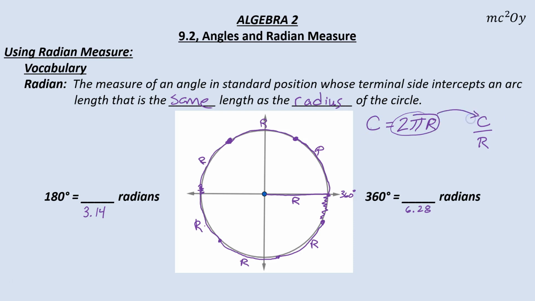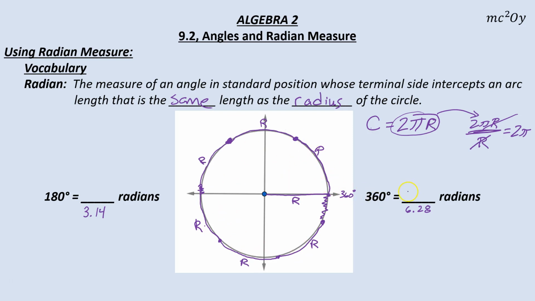Take that and divide it by r. And notice what happens. The r's cancel. There are 2 pi radiuses in a circle. And that's in any circle. There are 2 pi radiuses.